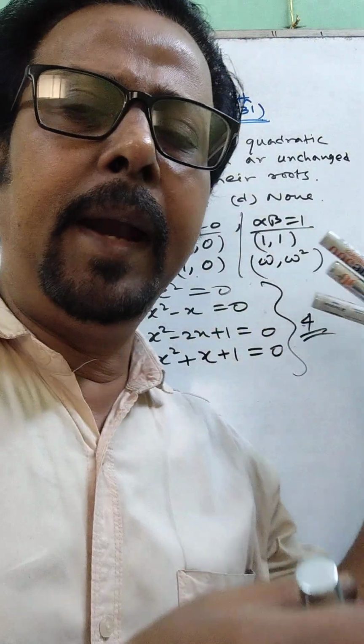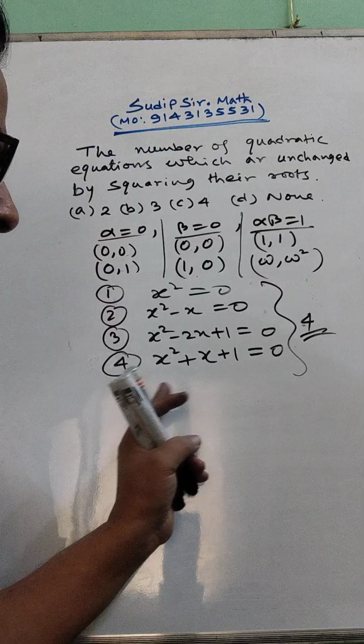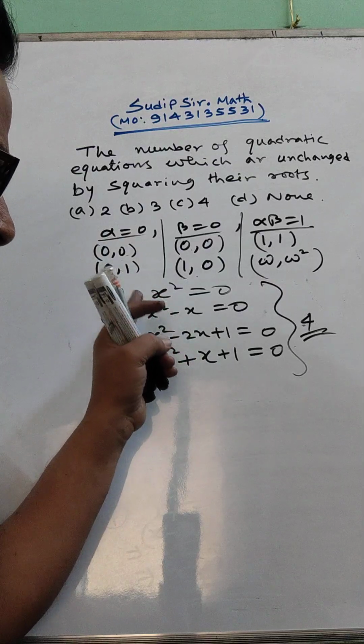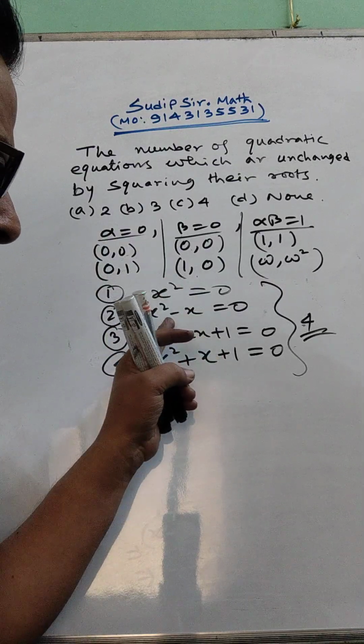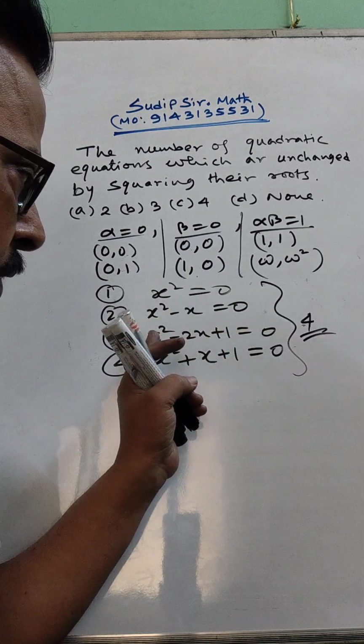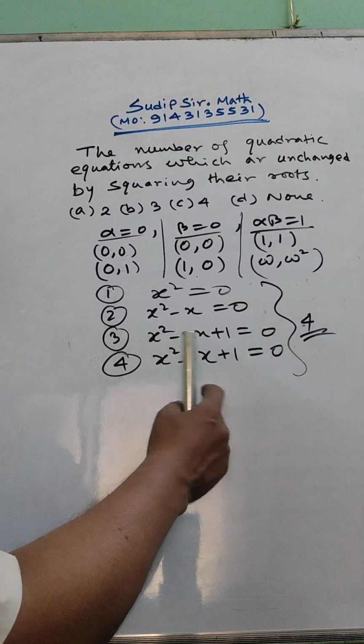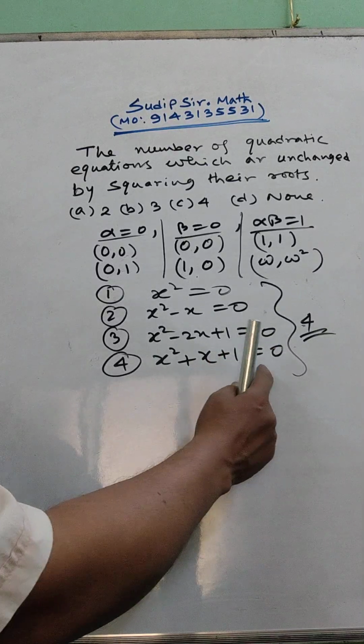Okay, so these four are the equations, and in case of roots 0 0, 0 1 or 1 0, 1 1 and omega, omega square, these all are the roots, and the quadratic equations are x square equal to 0, x square minus x equal to 0, x square minus 2x plus 1 equal to 0, and x square plus x plus 1 equal to 0.